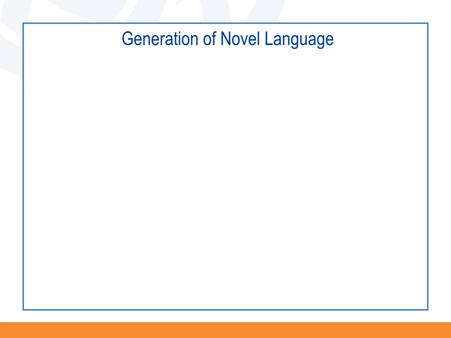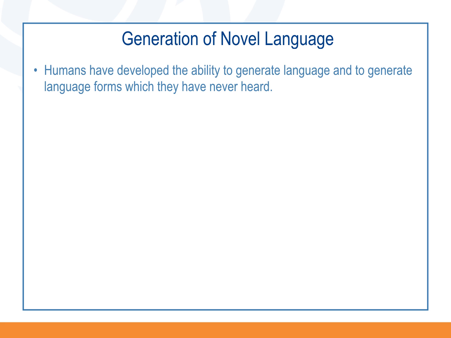So just touching again on that generation of novel language. Humans, kind of trying to put it all together a little bit, have developed the ability to generate language and to generate language forms which they have not heard. I remember when I first heard that, I thought that was the most fascinating thing I'd ever heard, that a child can generate a sentence they've never heard before, and just how impressive that is.